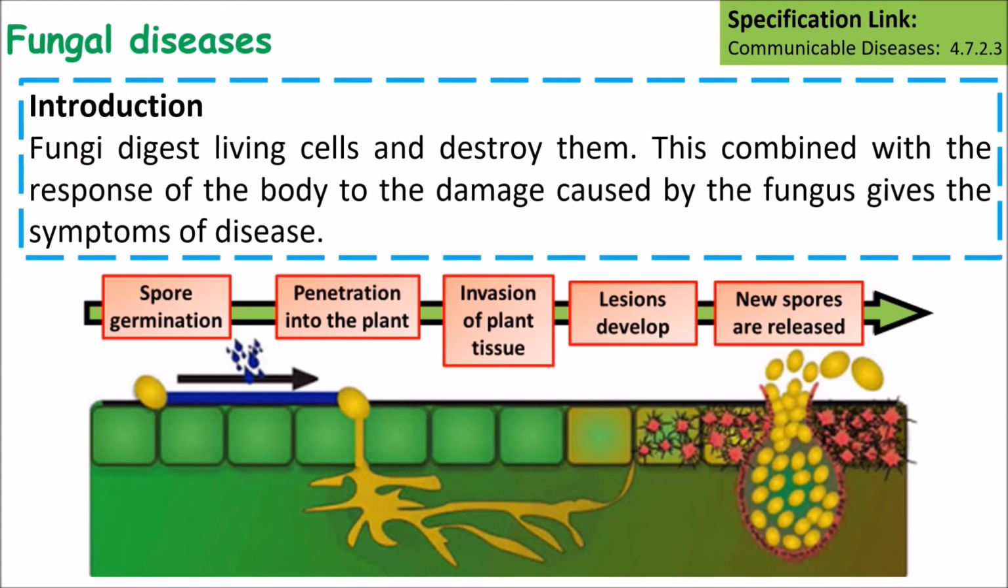So the way that fungi actually infects a plant is that after a spore has landed onto a plant, the fungi digest the living cells and destroy them. They then move into the plant, so they penetrate it, and then they develop lesions and eventually release more spores.